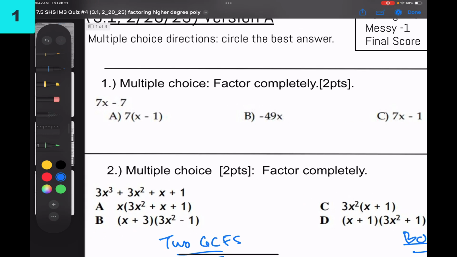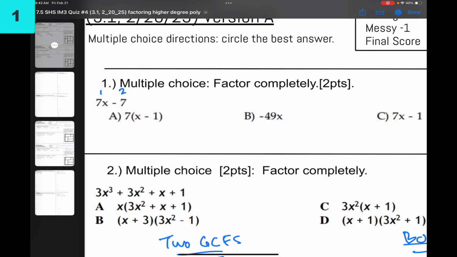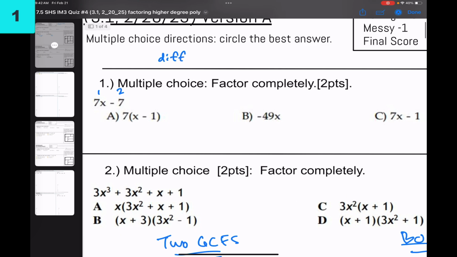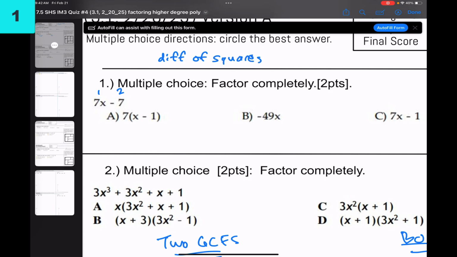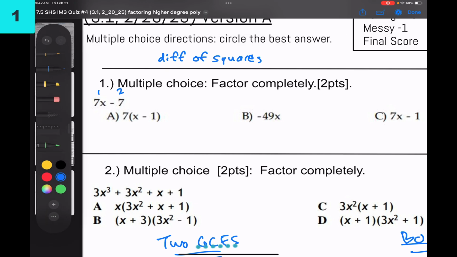Okay, so I noticed if I count, I have two terms here, and you'll notice that this is not a difference of squares. And what that means is squares means there is no power of 2. So you don't have like a second x squared or a 49 that can turn into 7 squared. So it's not that case.